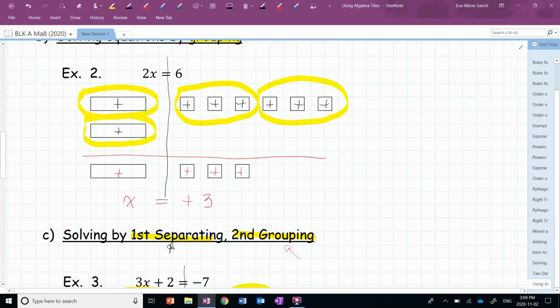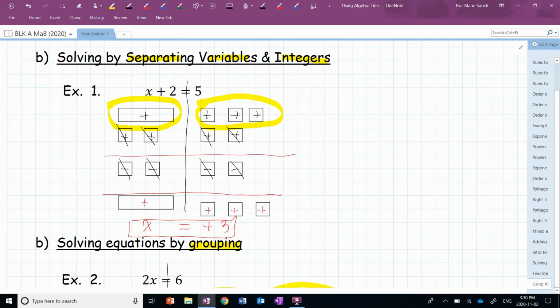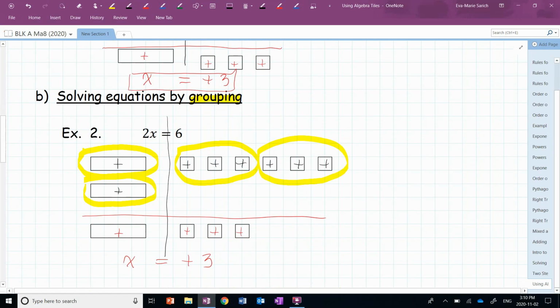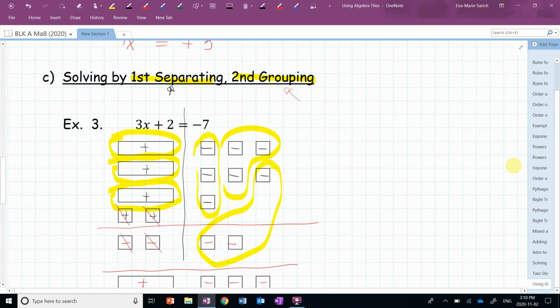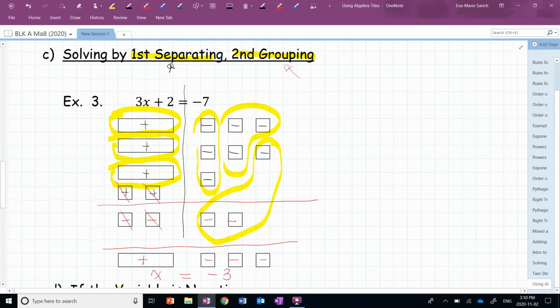Okay, so recapping, right? If you have integers and variables on the same side, you need to separate them, okay, as the first step. In this case, we only got one group, one variable, so we just created one group of integers. On the second example, we had more than one variable, so we needed to go to grouping. They were already separated, so grouping would just create the answer. In the third example, we had a number of variables and integers on one side, so we needed to separate them first and then group them, and one integer equaled, one variable equaled so many integers.